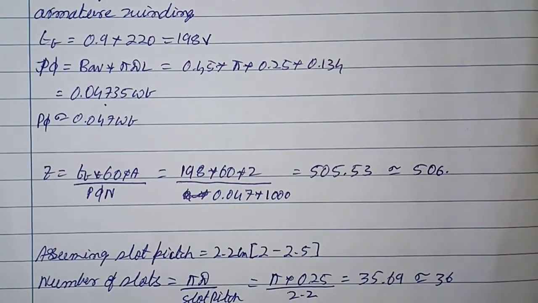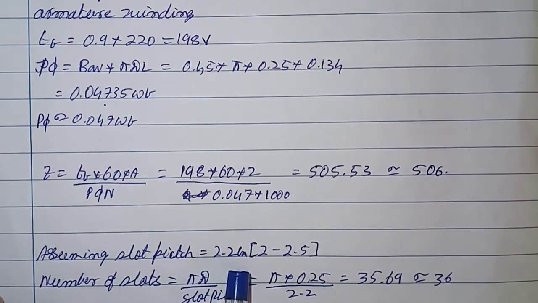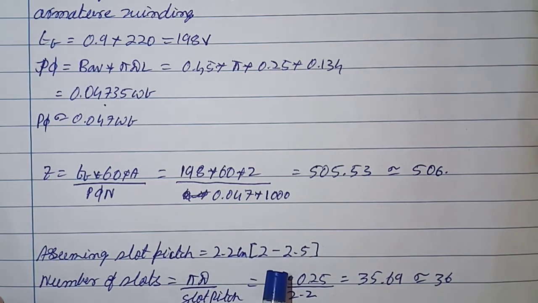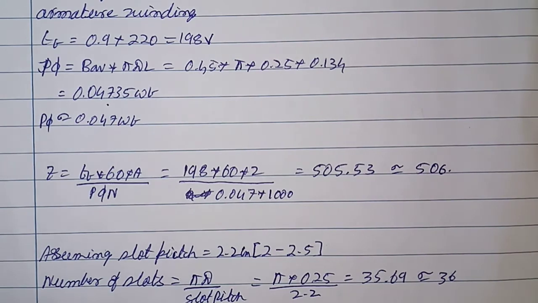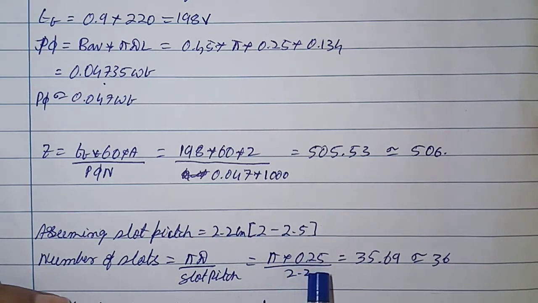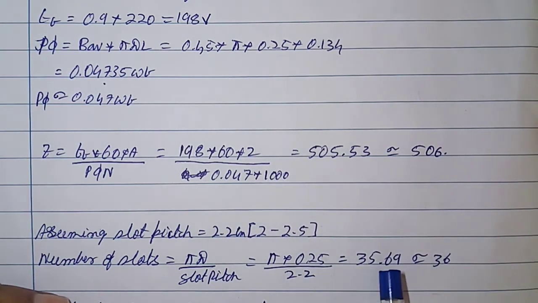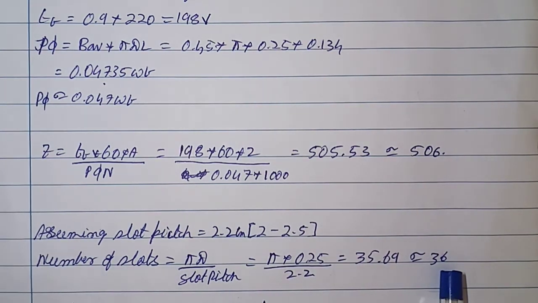Then assuming slot pitch, it is 2.2 centimeter. Usually it lies between 2 to 2.5 centimeter. Number of slots is equal to pi D by slot pitch, the standard equation that we have. So number of slots is equal to pi into 0.25 divided by 2.2. So we get 35.69, approximated to 36.